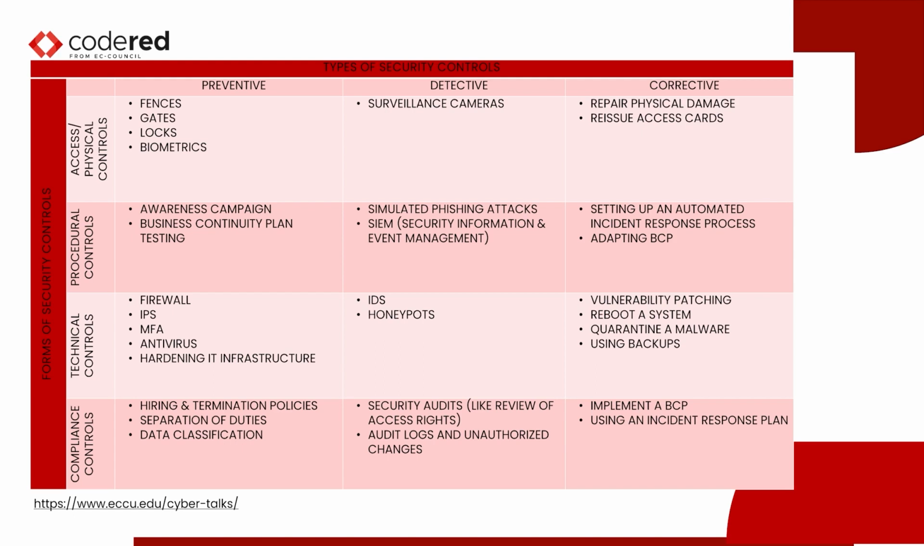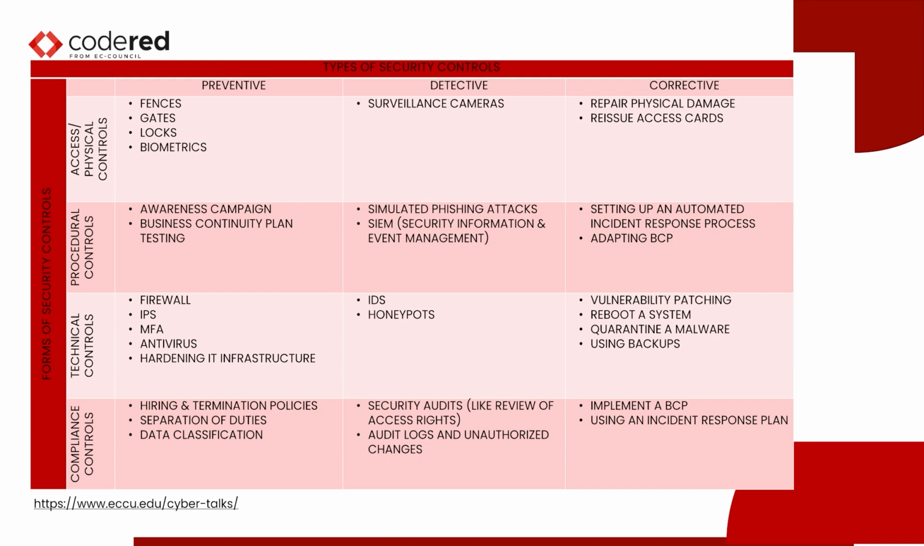Then detective controls are obviously security audits, like reviewing of access rights. Like I said before, if nobody is looking at the apprentice's access rights, he will just keep them forever. So from time to time somebody should validate whether those access rights are still used, and if not, they have to be turned off or deactivated.